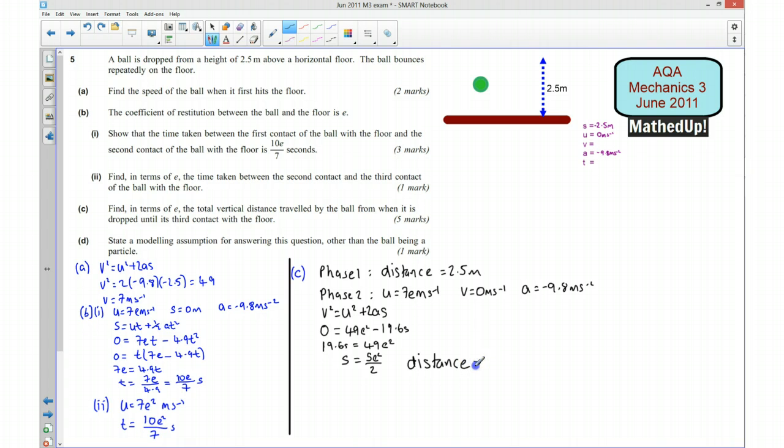Which means my distance travelled in the second phase, and I'll just remind you that our first phase was 2.5 meters. We've now worked out from when it bounces for the first time to reaching its maximum height, which is that there, it's now going to travel that distance again before it hits the ground for the second time. So that distance travelled is going to be double that, which is 5e squared meters. Now, so that's phase 2. So we're now going to have a look at phase 3.